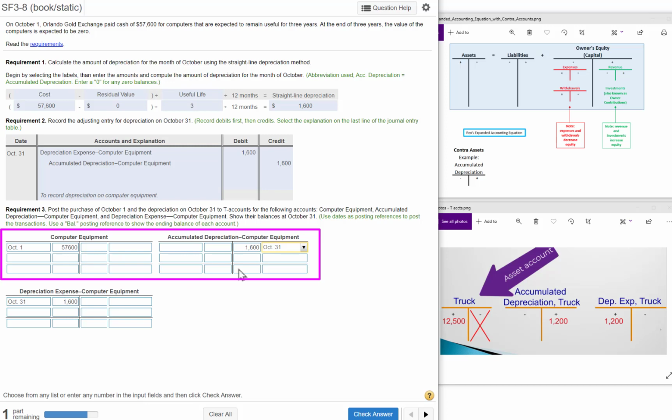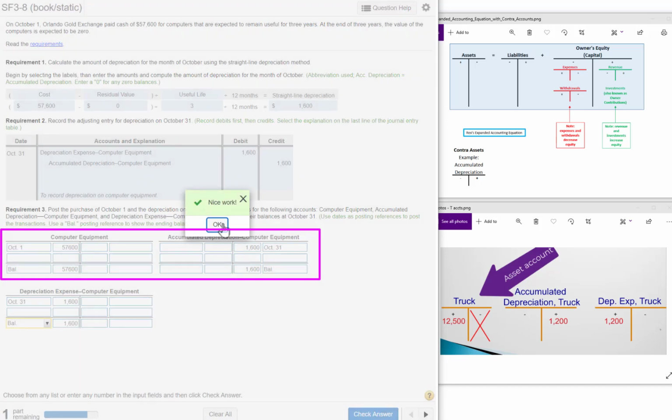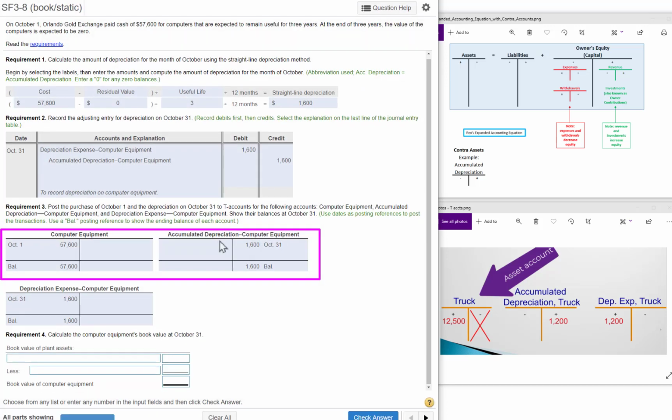And then we need to calculate the balances. Well, this is easy. Balance of computer equipment, 57,600. Accumulated depreciation, 1,600. Oops. 1,600 for depreciation expense, balance. And now they're going to want us to calculate the book value. Calculate the equipment's book value.